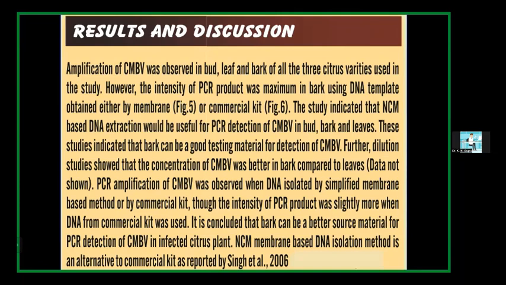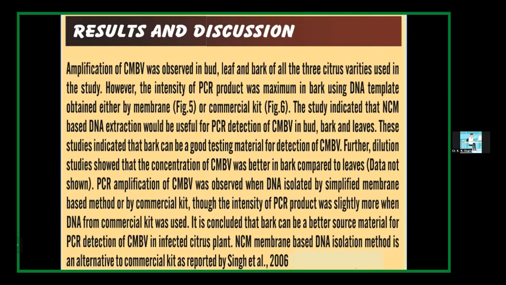However, the intensity of the PCR product was maximum in bark using DNA template obtained either by membrane or commercial kit. The study indicated that NCM-based DNA extraction would be useful for PCR detection of CMBV in bud, bark, and leaves. So these studies indicate that bark can be good testing material for detection of citrus mosaic virus, and further dilution studies show that the concentration of citrus mosaic virus was better in bark compared to leaf.